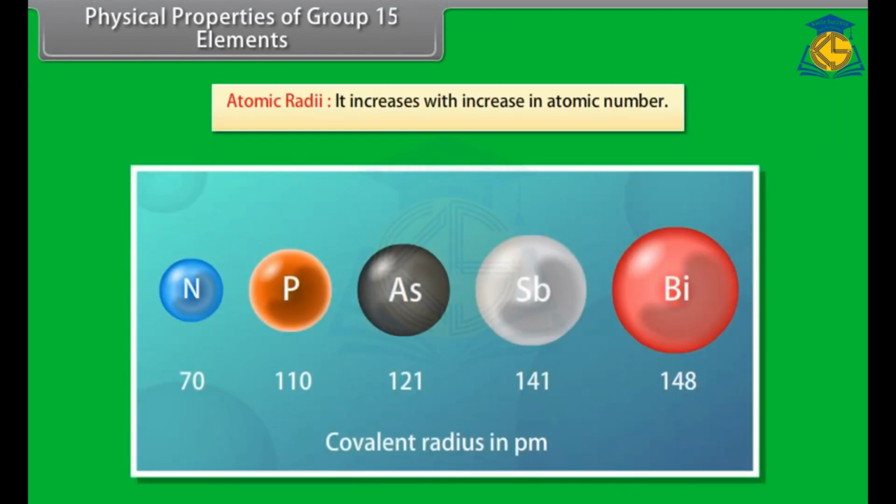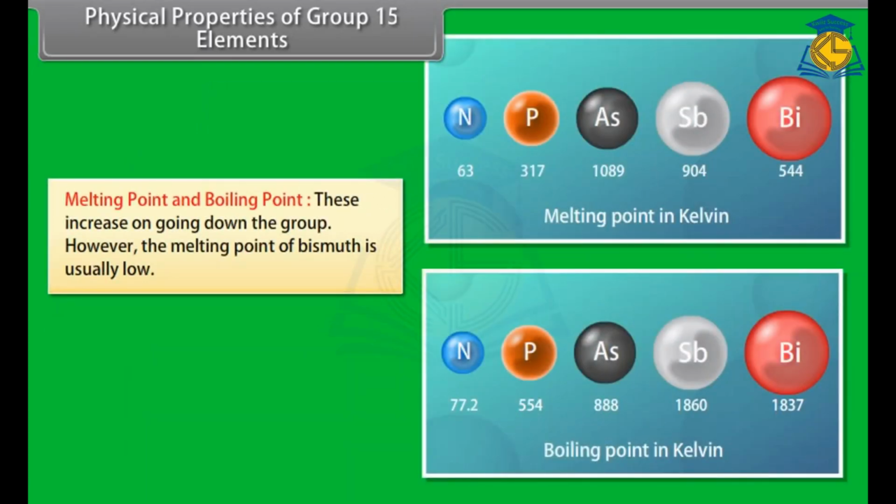Physical properties of group 15 elements. Atomic radii. It increases with increase in atomic number. Melting point and boiling point. These increase on going down the group. However, the melting point of bismuth is unusually low. This may be due to more tendency of bismuth to form 3 rather than 5 covalent bonds. Thus, there are weak forces of attraction between their atoms in solid state responsible for its low melting point.